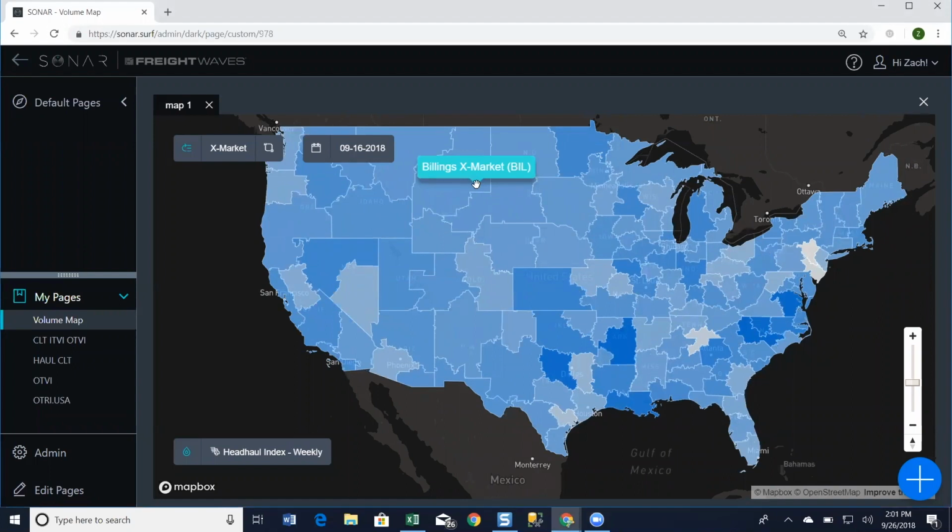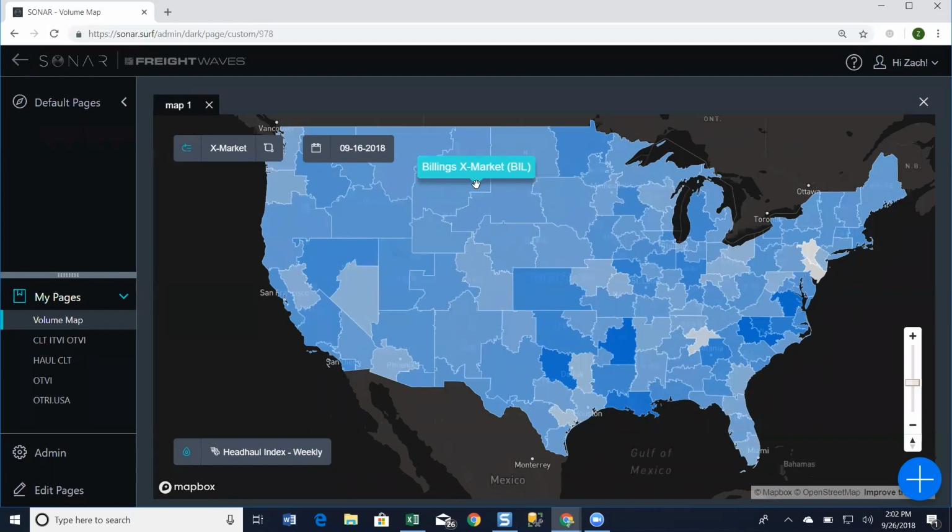So we did add a few more new tickers or available data points in Sonar this week. We'll go over those briefly and then start digging into the market in general. I think we've gone over head haul pretty extensively, but it's one of those that needs a little bit of a refresher every time we talk about it, just because it is a little more complicated to think about.